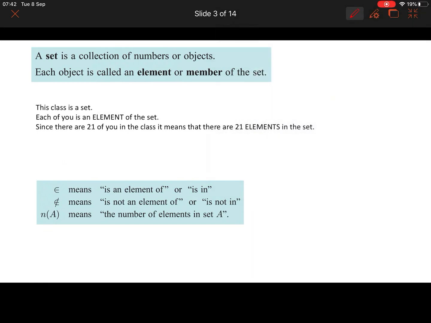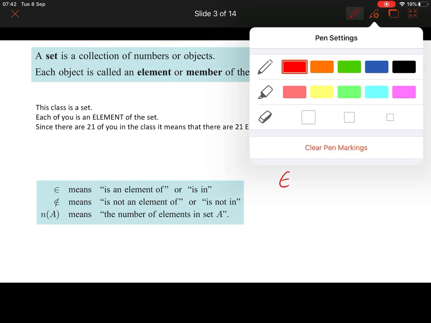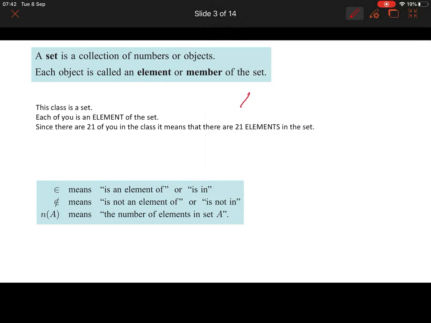You know, you can make a set of anything. You could do days of the week. Monday, Tuesday, Wednesday, Thursday, Friday, Saturday, Sunday. Months of the year. You can make sets about anything you like. Now, this funny little squiggle here, this one, this means it belongs to or is an element of.